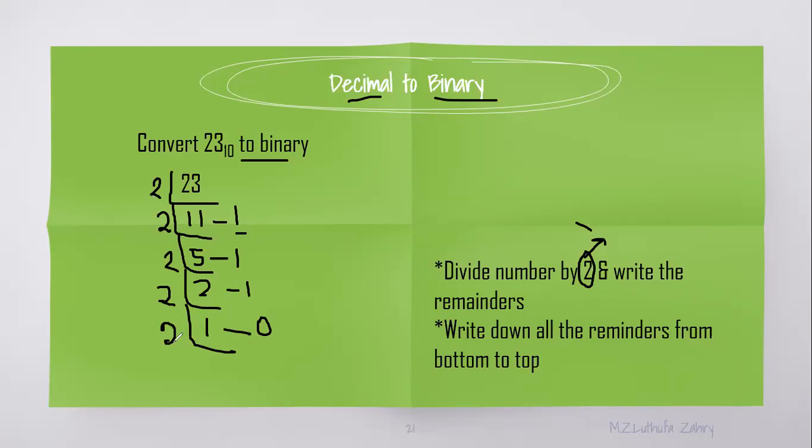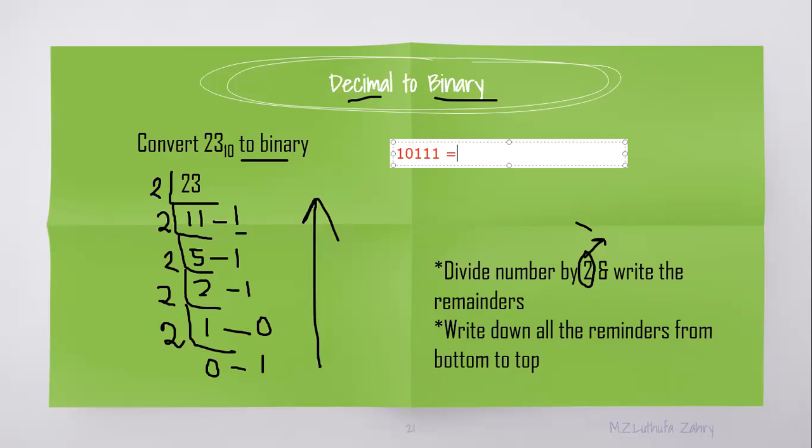Once again, till the quotient becomes 0, divide 1 by 2, it's going to be 0 times, right? And then the 1 will be the remainder. So write down all the remainders from bottom to top: 1, 0, 1, 1, 1 is equal to 23. So this is what the first conversion is. Divide your number by the binary base and write the remainders on the side. When you're done, write the numbers from bottom to top. There you will get the answer, which will be equal to your binary number.